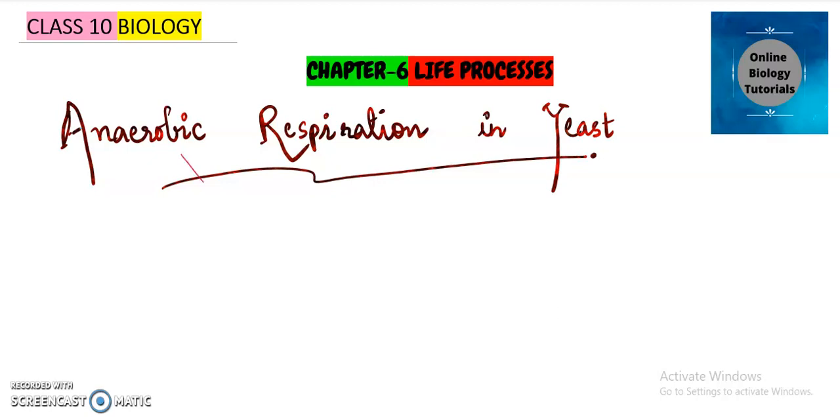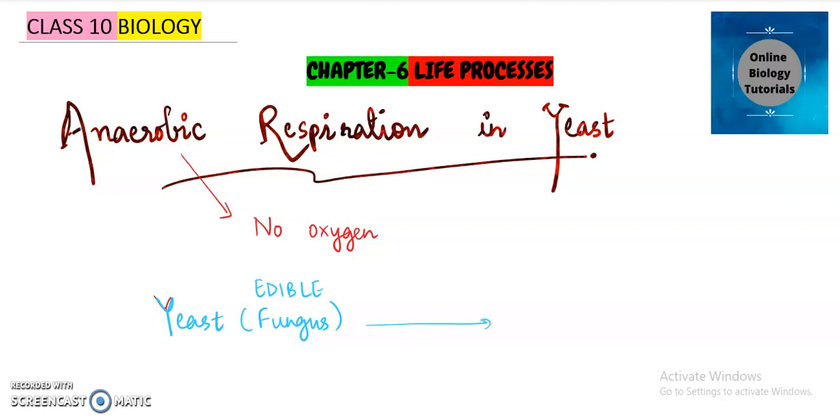An important thing: anaerobic respiration is written, that means there will be no oxygen. So what does yeast do when there is no oxygen? This kind of respiration is known as anaerobic respiration in yeast. Yeast is an important fungus which is widely consumed because it is edible in nature, right? So yeast, when there is no oxygen, forms ethanol. It also forms carbon dioxide and energy.